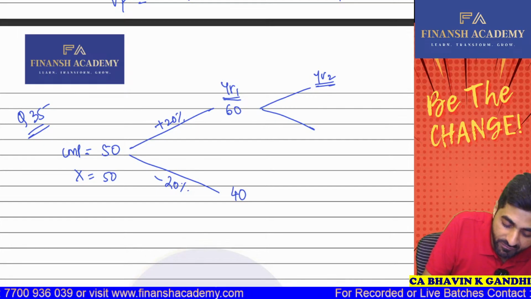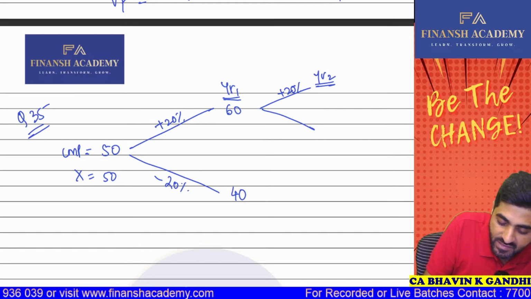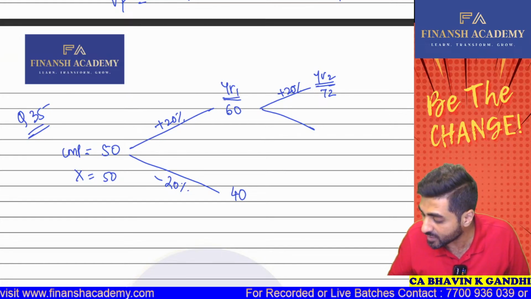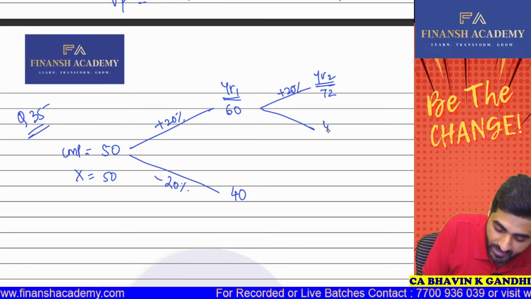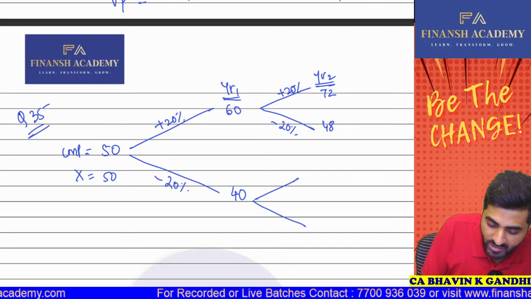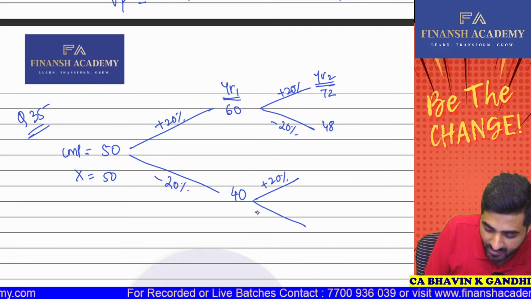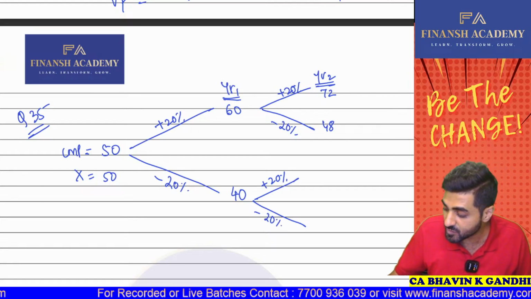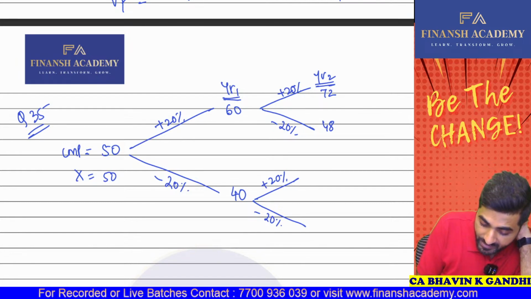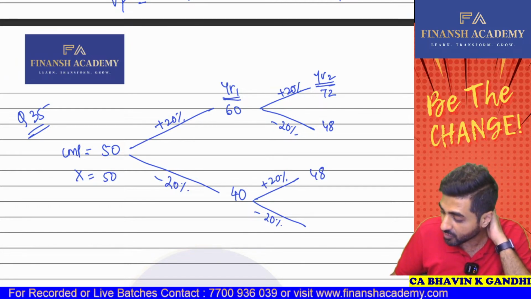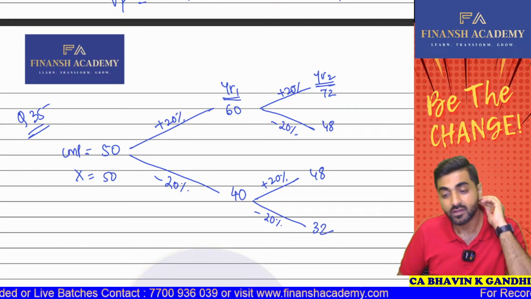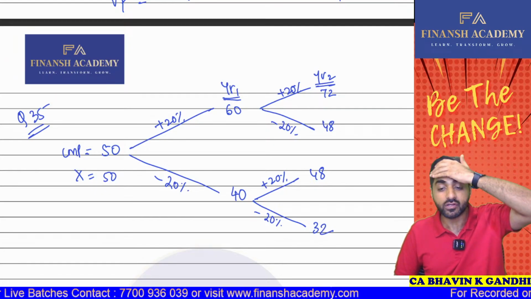So in year two, if I add 20% to this it will become 72, and 60 minus 20%, this will now give me 48. Okay. Similarly, here also, my dear students, there will be plus 20%, minus 20%. So this will be 40 plus 20%, so that will be 48. And this will be 40 minus 20%, so this will be 32. Okay. So this is now going to be your year two.